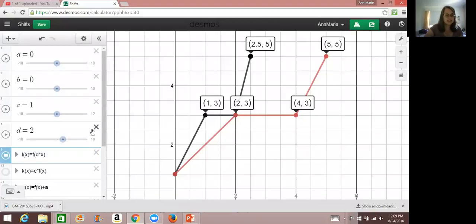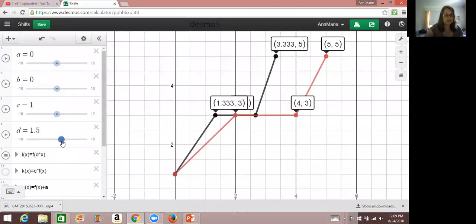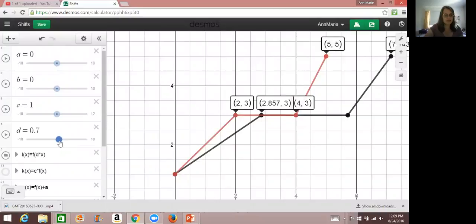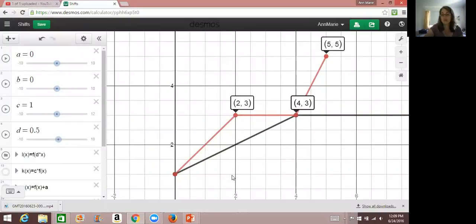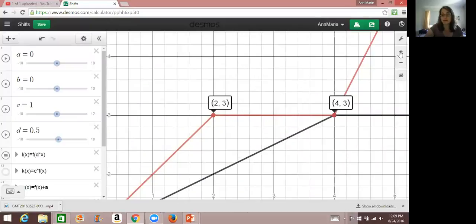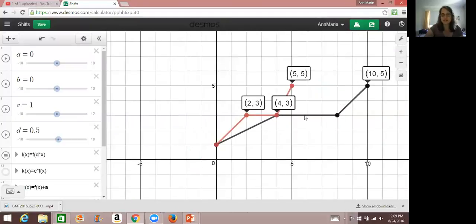If I divide, so let's make my D be 1/2. I ended up with, oops, sorry, a stretch, right? My point 2, 3 moved to 4, 3. My 4, 3 moved to 8, 3. And my 5, 10 moved to 10, 5. I'm affecting the x coordinate, but I'm affecting the x coordinate with the inverse of whatever my modifier on my function is.